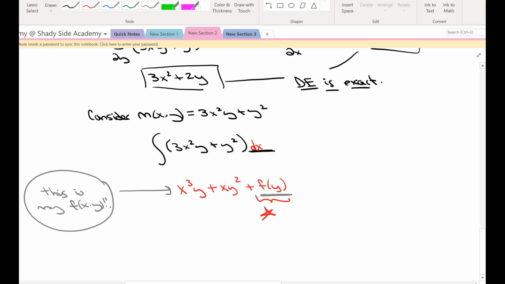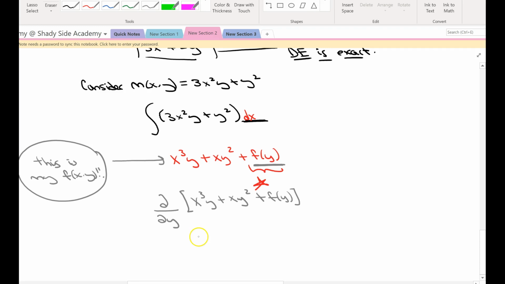It'd be nice though if we can figure out what this is, right? All right, now here's what I'm going to do. Now watch. I'm going to take the derivative. Oops, wrong kind of d. Pardon me. I'm going to take the partial derivative with respect to y of this: x cubed y plus xy squared plus f of y. Now, I know you know how to do this. Let's do it together. x cubed plus 2xy plus f prime of y.